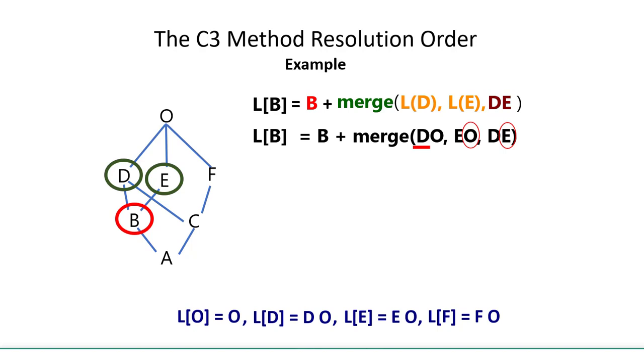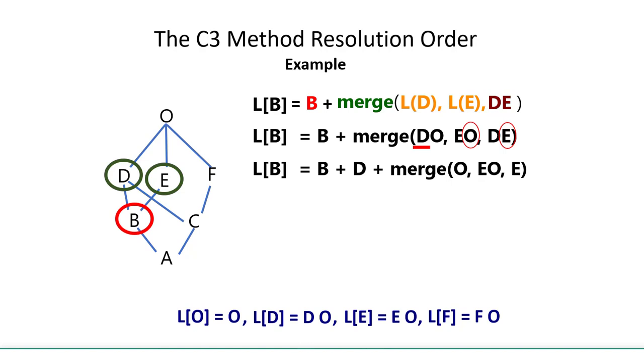Pick up the head of that list, which is D, and verify whether it is present as part of the tail of the remaining lists. We don't see D being part of the tail of any of the remaining lists. So we can pull out D and make it part of the linearization of class B, which is now B plus D plus merge of O, E O, E. Why did we remove D from the last list as well? Because if the head is not part of any of the tails in the given lists, then we have to remove all the occurrences of that head and place it as part of the linearization of that given class.